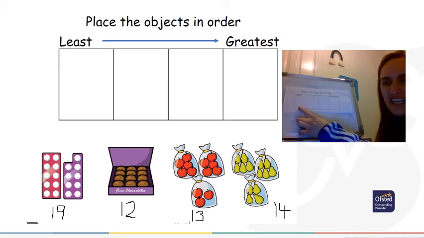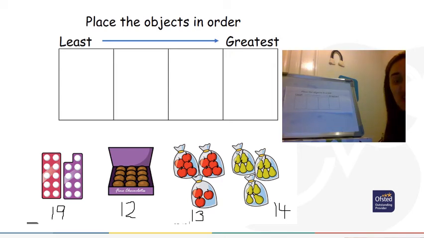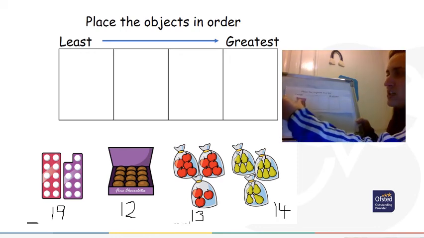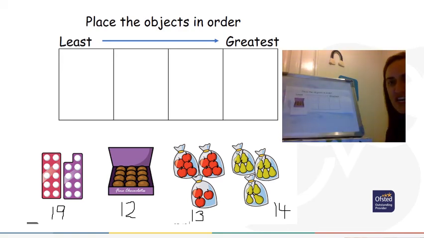So which one is the least, the smallest number? It's the chocolates, because 12 is the smallest number on that page. So I would put my chocolates at this side, least. Okay, which is the greatest number? The biggest? It is the 19, the Numicon. So I'm going to pop that there. That's the greatest. Now I've got 2 left. I've got my apples and I've also got my pears.